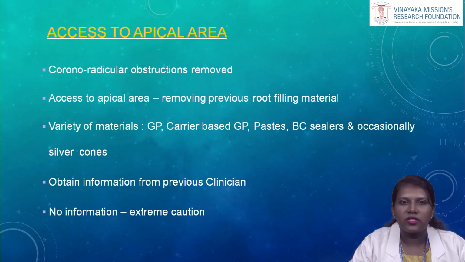Next, we have to get access to the periapical area. This is the main cause. When we have not done it properly, it will lead to further infection. For this, the coronoradicular obstruction should be removed. For access to the apical area, we have to remove the previous root filling material. Various materials such as GP, carrier based GP, paste, BC sealers, and occasionally silver cones were used. Obtain information from the previous clinician. If no information is recorded, do the case with extreme caution.